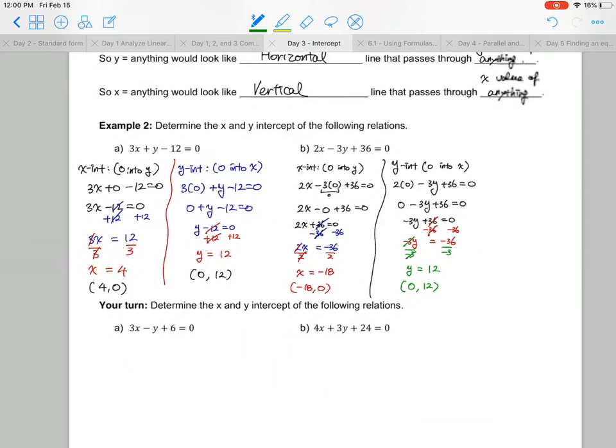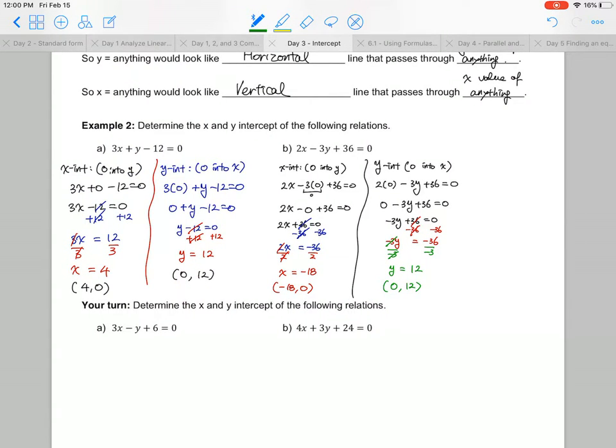Okay, so try your turn. I'll make the solution key of these two separately and put it on the Google Classroom, but I'm not going to include it in the YouTube video because of the time issue.